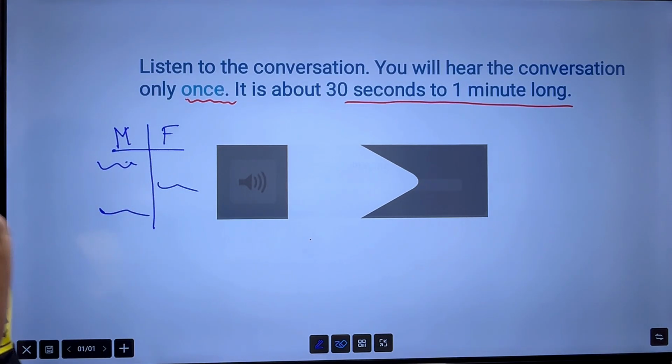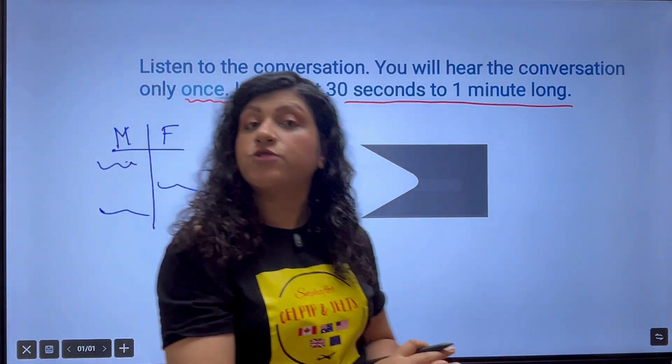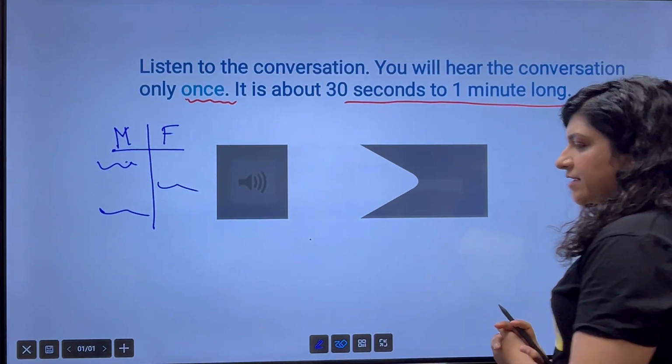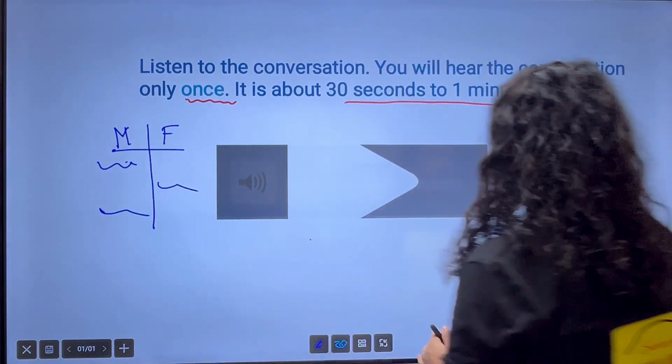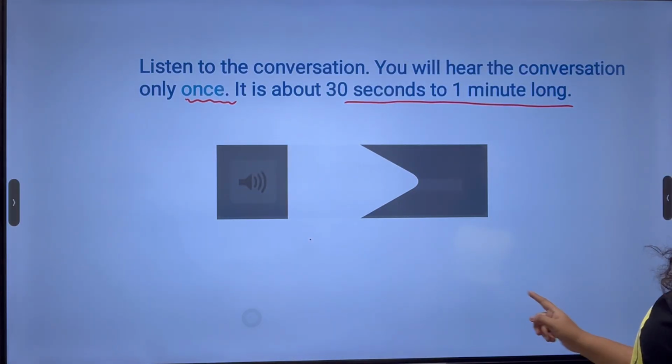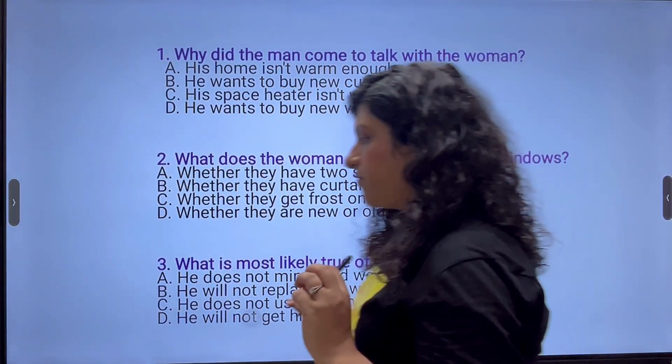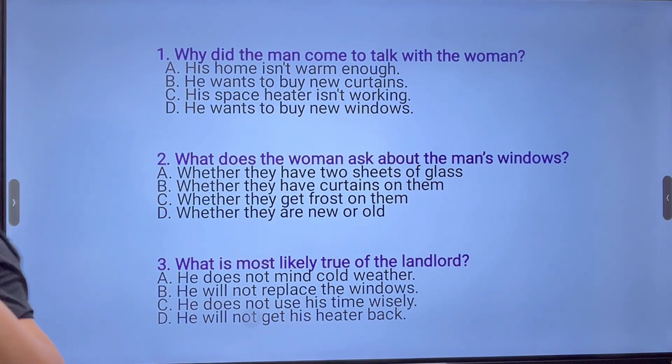So you're going to do it in such a way. All right. And remember, make use of abbreviations, make use of symbols for your keywords. So let's come to the questions for this part. These are the 3 questions related to the section of the audio that we just played.